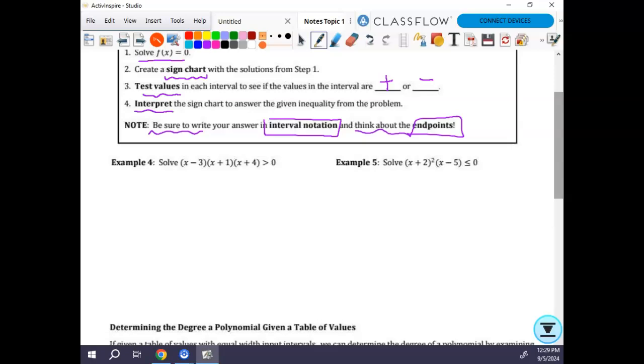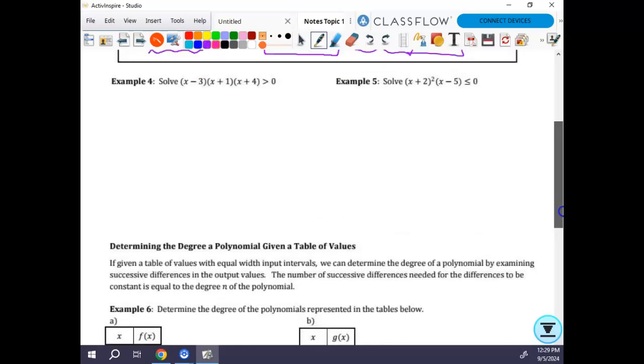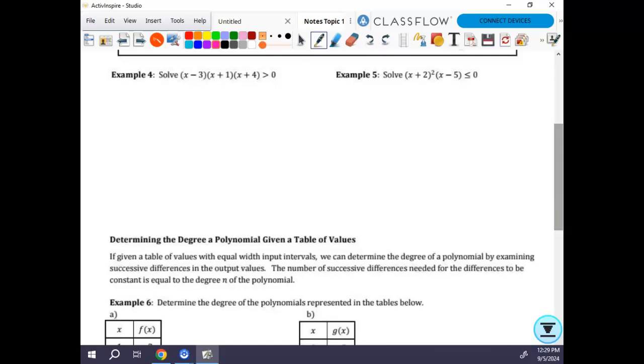Okay, so we look at, you can just put that back on my desk. We look at example 4 here. So the first step was to set it equal to 0. It's not really equal because it's an inequality, but it's set to 0, so we're good there. And then I'm going to create my sign chart.